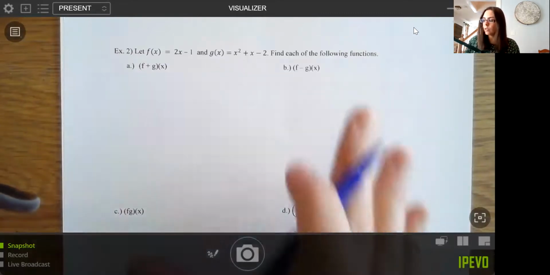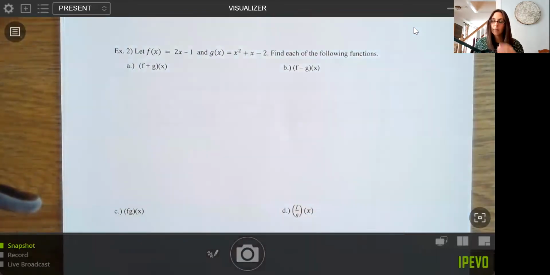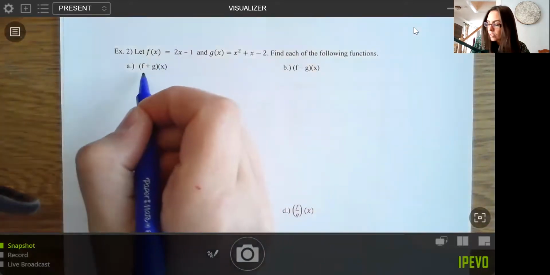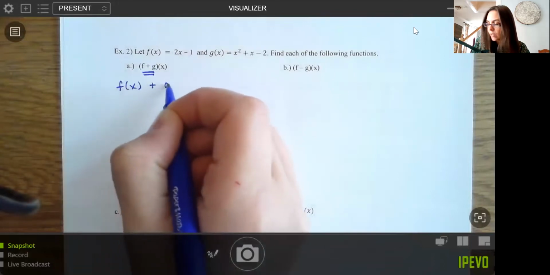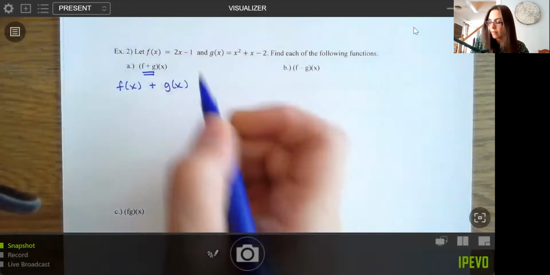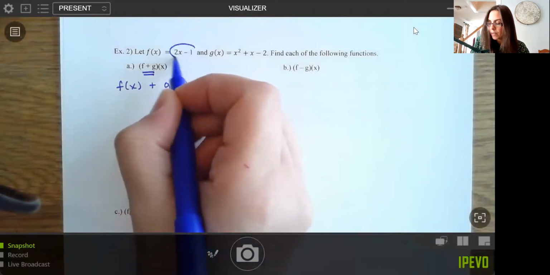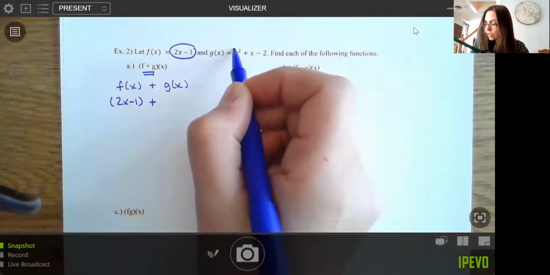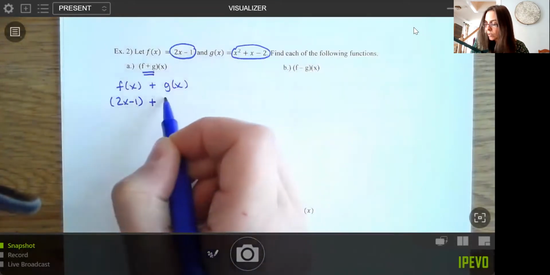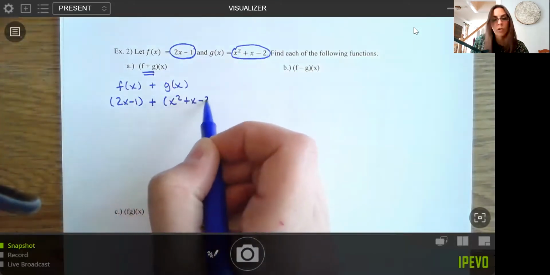And again, we're not going to focus on domain just yet, although I'll talk about it a little bit afterwards, but we're really just focusing on the algebra piece, actually simplifying. So when we see f plus g, you're just going to take your f of x function and add it with your g of x function. So my f of x function is right here. It's 2x minus 1. And my g of x function is right here. It's x squared plus x minus 2.